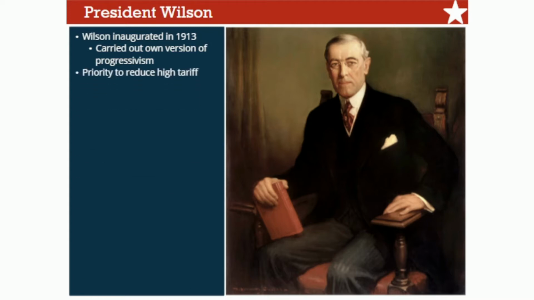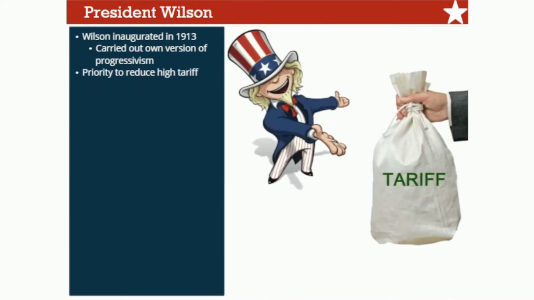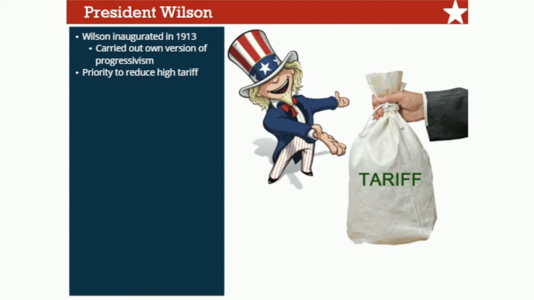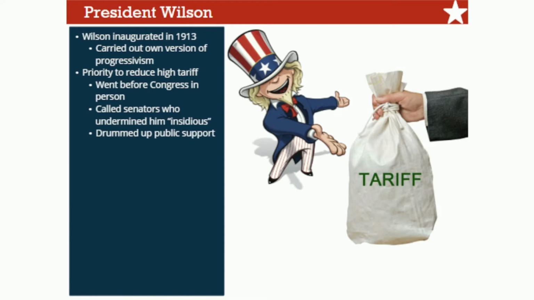His first priority as president was to reduce the nation's high tariff, something that Taft had tried and failed to accomplish. Wilson went before Congress in person, the first time a president had done so since John Adams, to call for tariff reform. When some senators in his own party tried to undermine him, Wilson called them out as insidious or treacherous and drummed up public support for his plan. It was the kind of bold action that reminded Americans of Roosevelt.